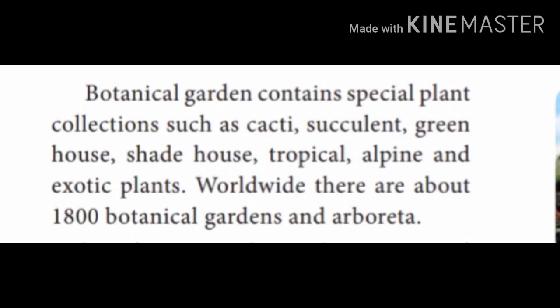We shall look into one of them, the gardens. A garden contains special plant collections such as cactus, succulent, greenhouse, shade house, tropical, alpine and exotic plants. Worldwide there are about 1800 botanical gardens and arboreta. The famous garden is Kew Garden in London, and this Kew Garden is also known as a herbarium, a place where preserved plants are also kept for studies. Both the living plants and the preserved plants can be viewed at the Kew Garden of London.